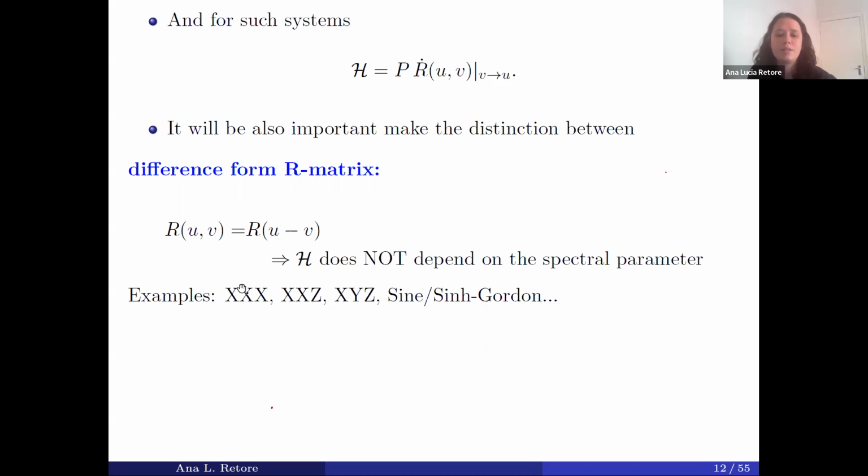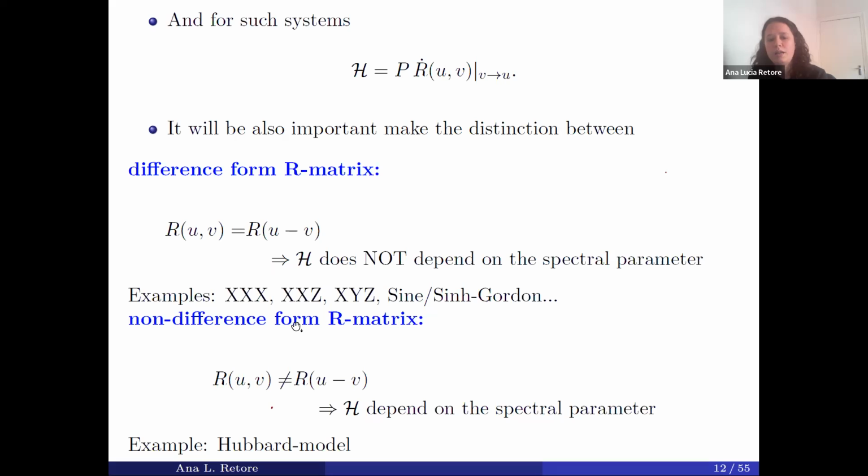which is the same as if you have only one parameter. If you derive with respect to one of them and send the other, you have a Hamiltonian that will not depend on any parameter, because the two parameters become the same and they cancel. So it doesn't depend on any spectral parameter. The Hamiltonian is a constant Hamiltonian in the sense that it doesn't depend on the rapidity. You can have some constants there, but it will not depend on the rapidity.